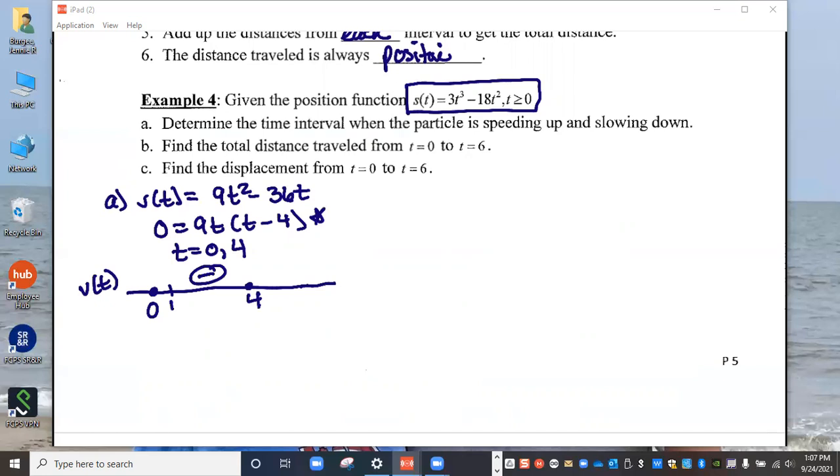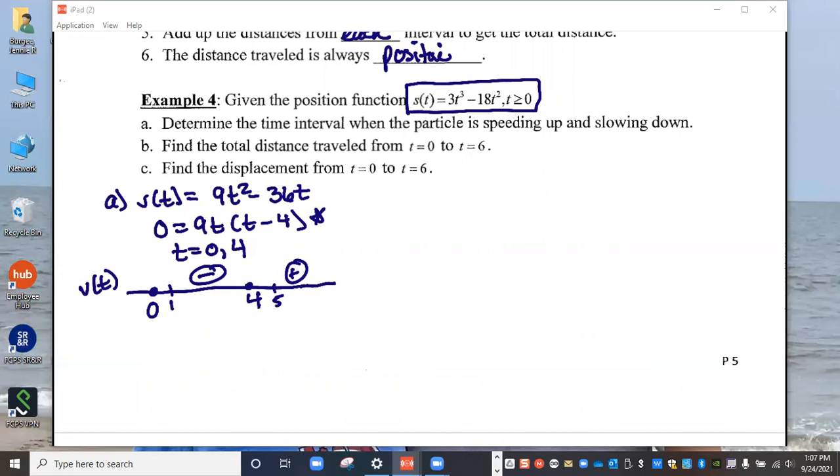Now I need to know what's happening for my t values greater than 4. So pick a test number, I'll plug in 5. Still plugging into velocity. If I plug 5 into velocity, what happens? Is it positive or negative? Positive. So we've done figuring out whether velocity is positive or negative, given a position curve or given the velocity curve. Now we're figuring it out algebraically.